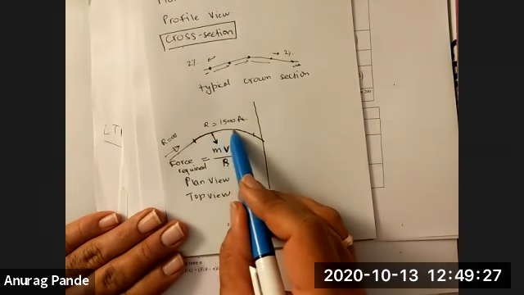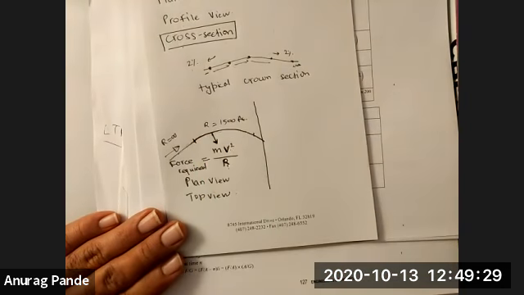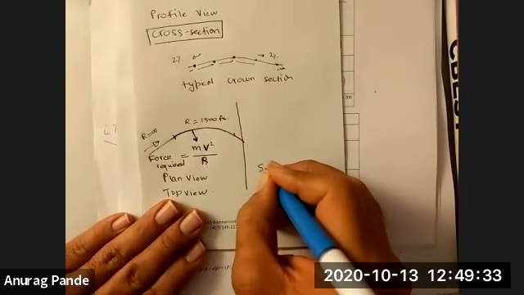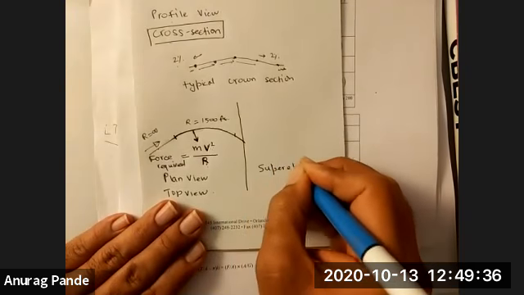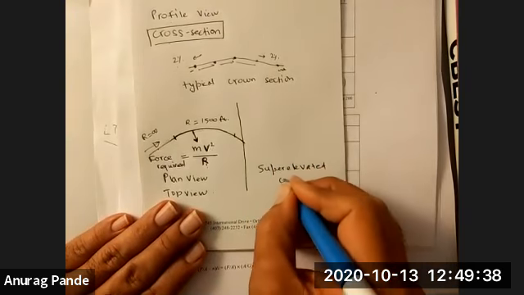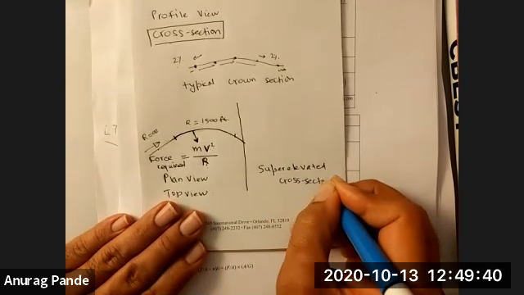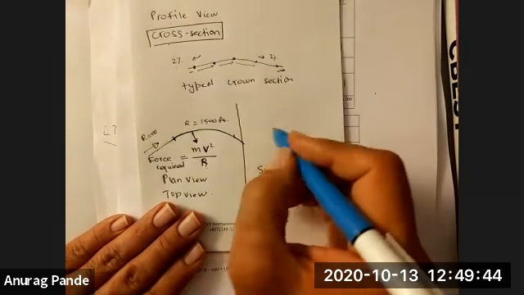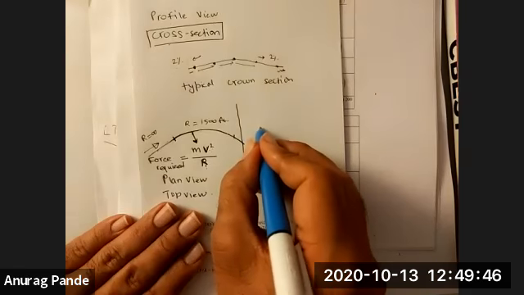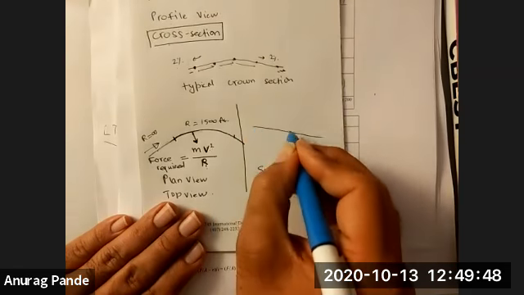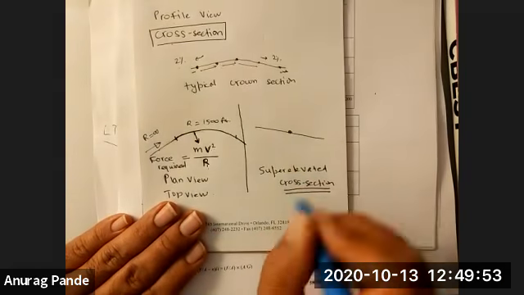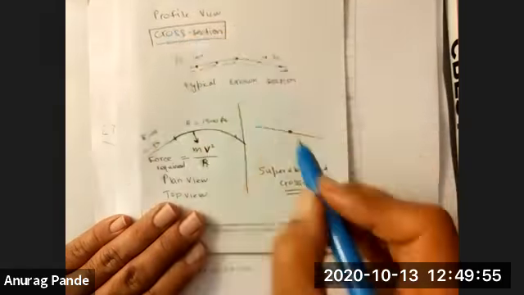But if I try to draw the cross section, I want to be able to pull the vehicle inward. So what my cross section looks like is what we call the super elevated cross section. The super elevated cross section will basically have the outer edge of the pavement raised. So this is the center line of the road. Again, I'm drawing the cross section now.